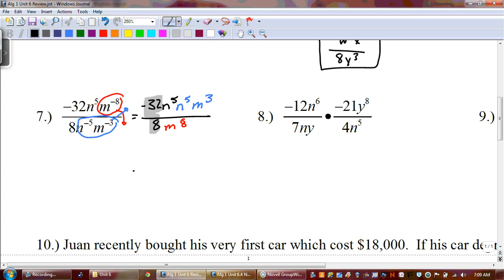So let's reduce the fraction. Negative 32 divided by 8 gives us negative 4 over 1. I'm not sure if I need that 1 there or not right now. Okay, alphabetical order, let's look at the m's. We have more m's on the bottom. We have 5 more. And then we can combine the n's, which gives us n to the 10th. We can't do anything else, so that's our final answer. And the 1, you don't need it, but you can keep it there. Whatever floats your boat.